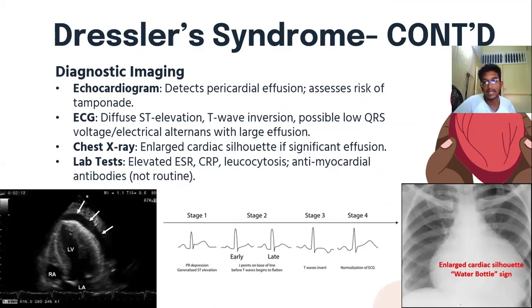Next is the electrocardiogram, ECG. It shows diffuse ST segment elevation and possibly T wave inversion, similar to other forms of pericarditis. Low QRS voltage and electrical alternans may be observed if there is a large effusion. You can observe, so the first diagram there, at the bottom left, that shows the echocardiogram. The center diagram shows the ECG.